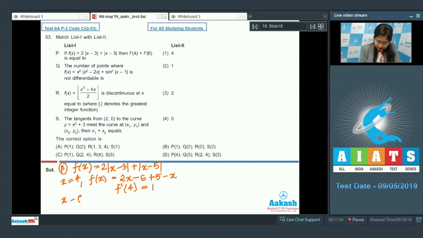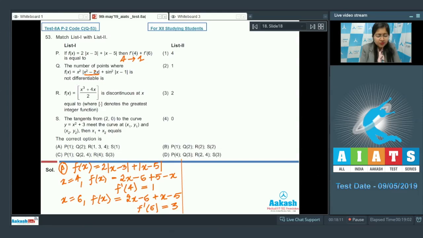At x equal to 6, the value of f(x) will be equal to 2x minus 6 plus x minus 5. So f dash 6 will be equal to 3. So we can say that the sum of these two will be 3 plus 1, that is 4. So option number 1 is correct. Now option number Q says that we have to find the number of points where f(x) equal to x square multiplied with modulus of x square minus 2x plus sine square mod of x minus 1. We have to find its number of points of non-differentiability.